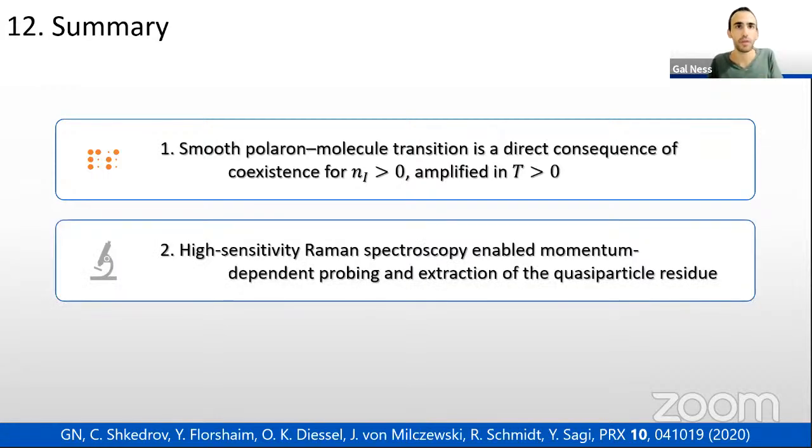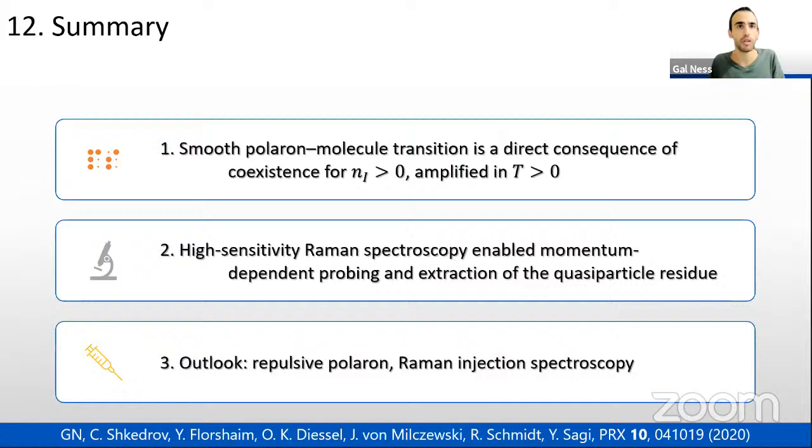For that, we developed the high sensitivity Raman spectroscopy technique that enabled us to extract the momentum distribution of polarons and distinguish it robustly from the background signal. And next, we aim to use these techniques in order to study the repulsive polaron and also to reverse the process and use the Raman spectroscopy to inject impurities at a desirable momentum. So with that, I'll refer you to find out more in our publication, and thank you for your watch.